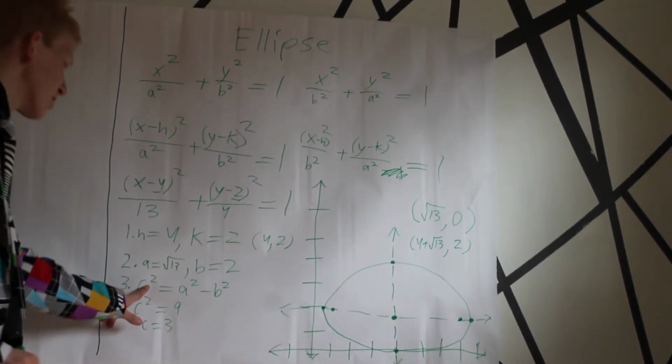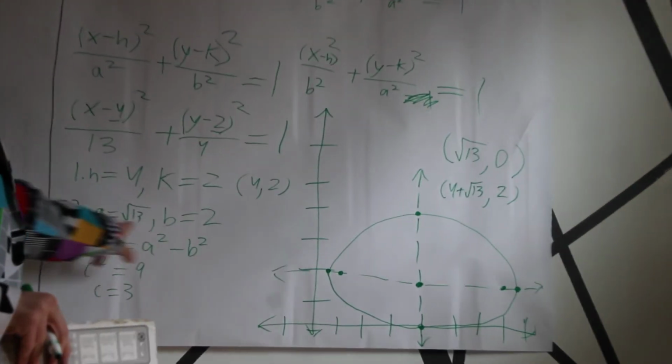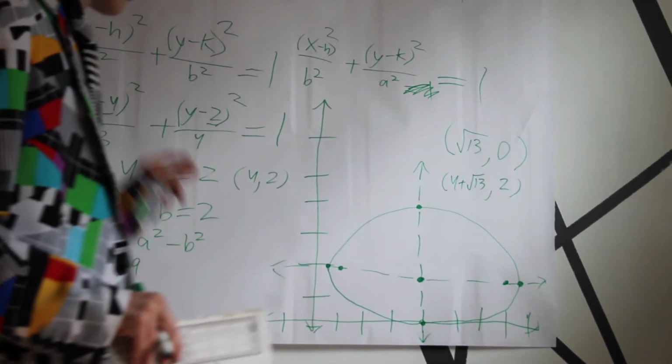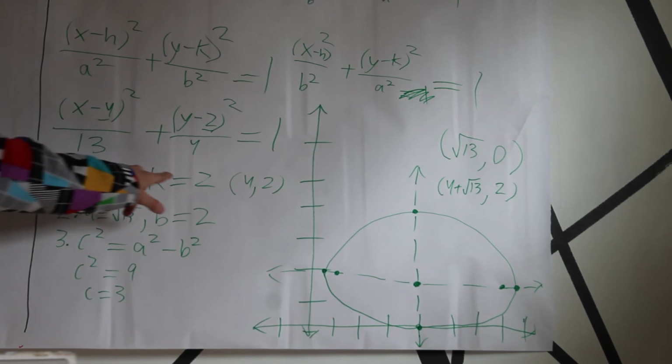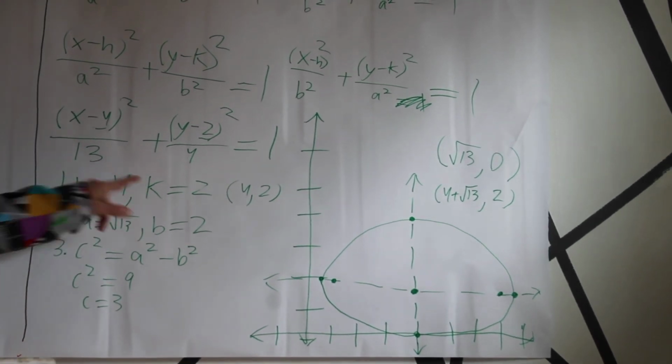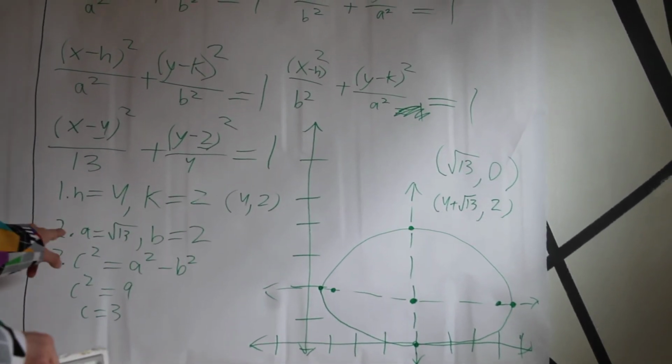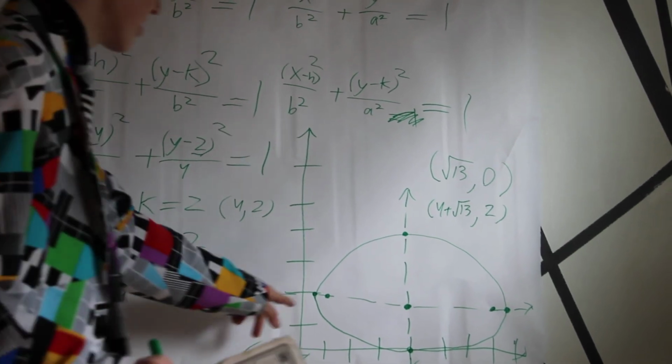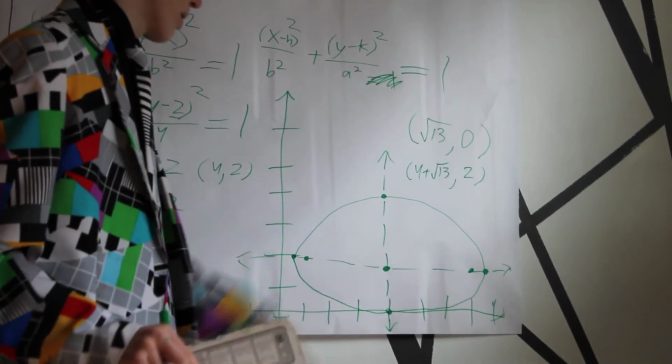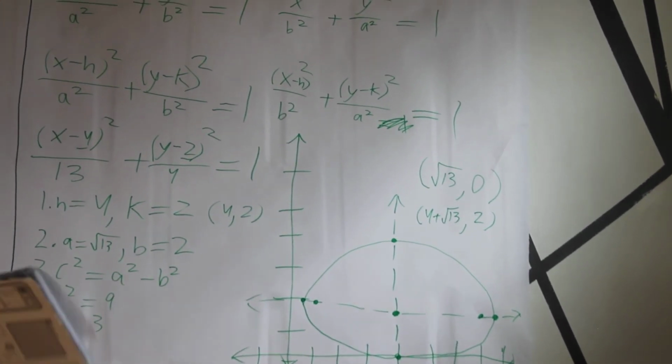So our foci doesn't change. Your A and your B you count from the center, or you transform the individual points by H and K. H for the X, K for the Y. And then you also have your co-vertex and your vertex, which are just going where they should be. And that is how you graph an ellipse.